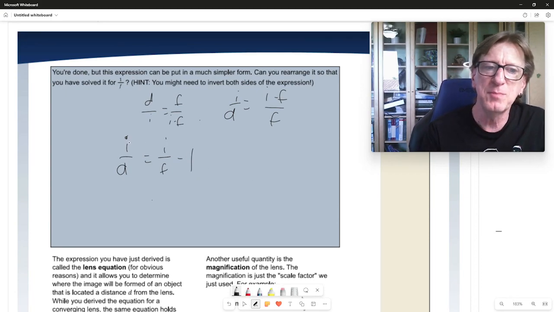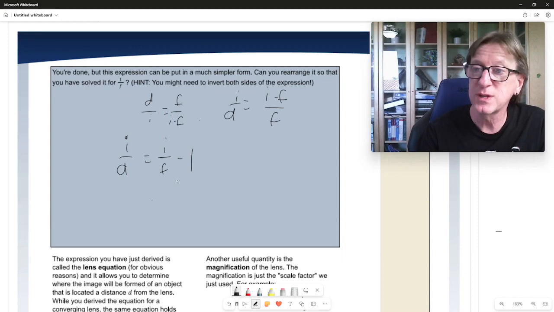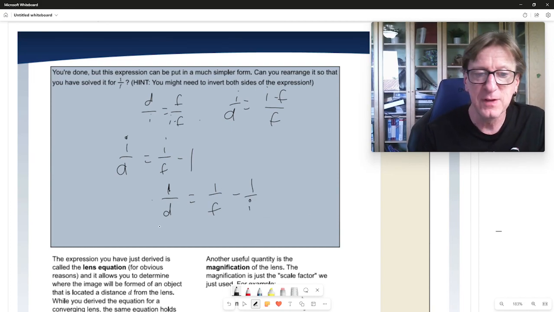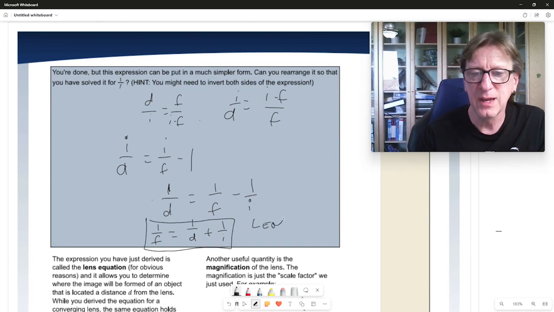Okay? Now I'm going to divide through by I so that I can get this 1 over F by itself. And so now I get 1 over D is equal to 1 over F minus 1 over I. See what we've done there? We've divided all three terms by I. Well, we said we wanted this in terms of 1 over F. So I get 1 over F, I'm just going to bring this to the other side, is 1 over D plus 1 over I. And this is called the lens equation.